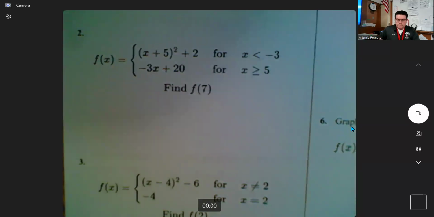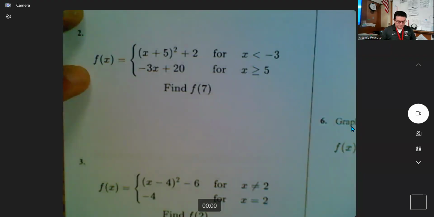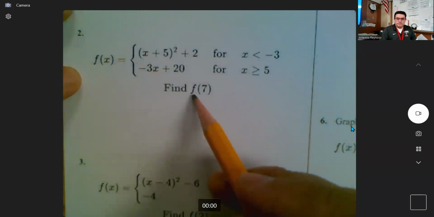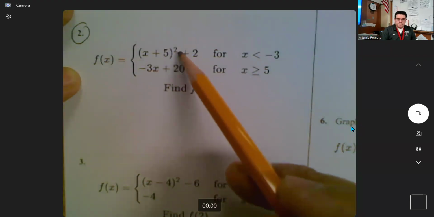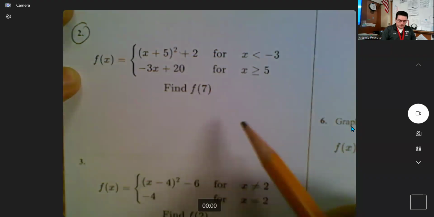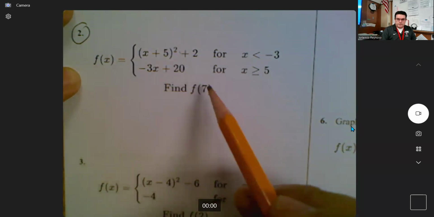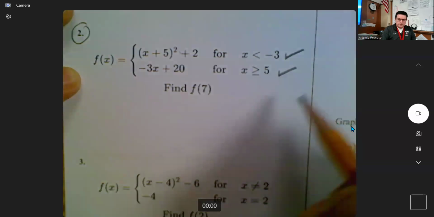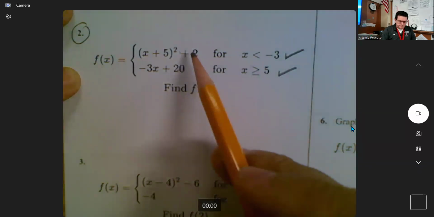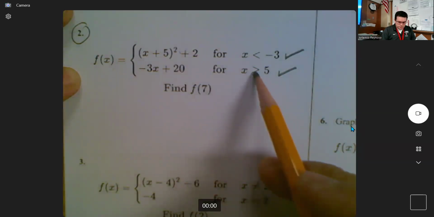Good morning, students. Today I will go over evaluating piecewise functions and also graphing piecewise functions. So here, number 2, we have two pieces. One is quadratic, the other one is linear, and they just want us to find the value of this function when it's 7. First thing I have to detect is which one am I using, the first piece or the second. The domain will tell us which one to choose.